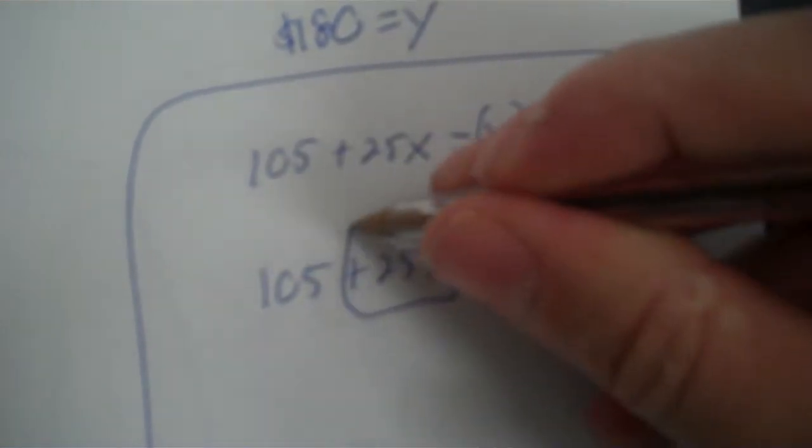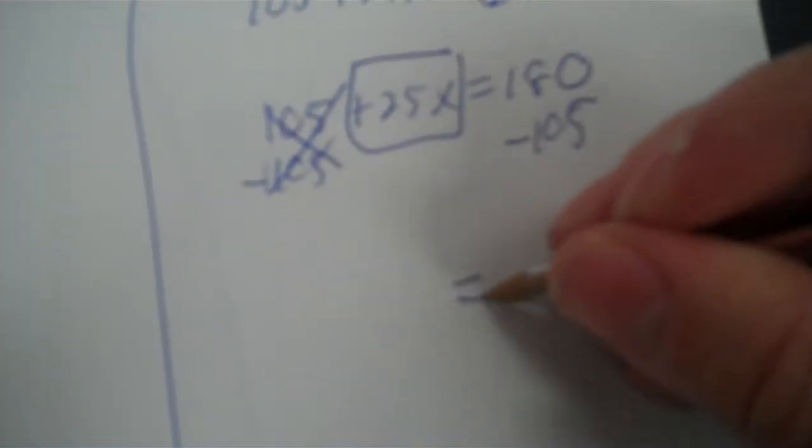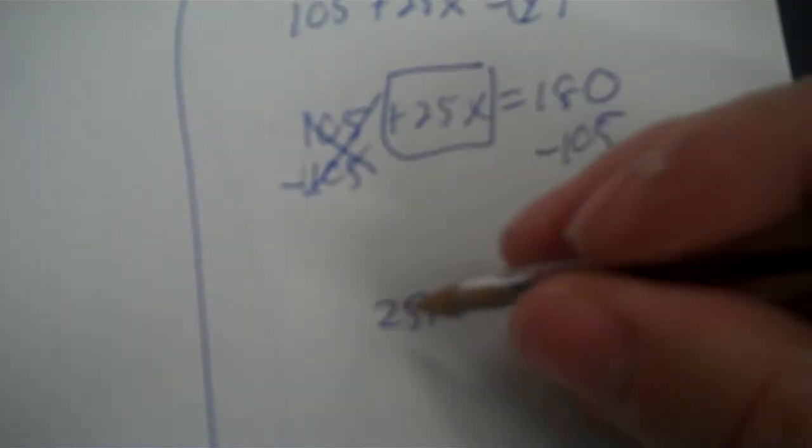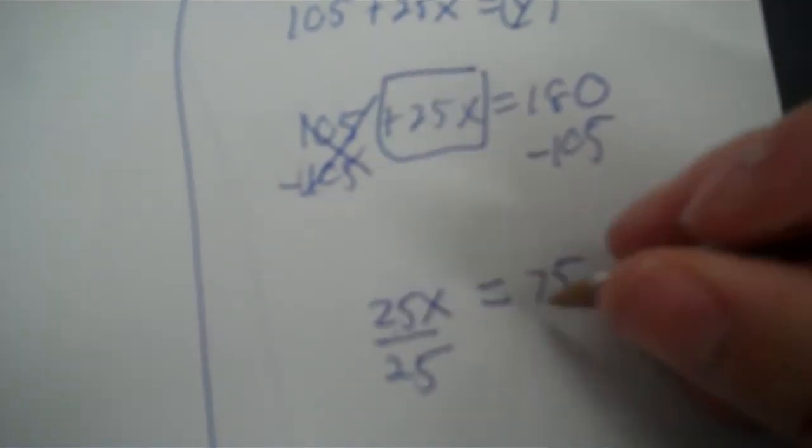So we box up the x. Minus 105, minus 105. So we got 25 times x on this side and then 75 on the other side. So now I divide by 25 and x equals 3 hours.